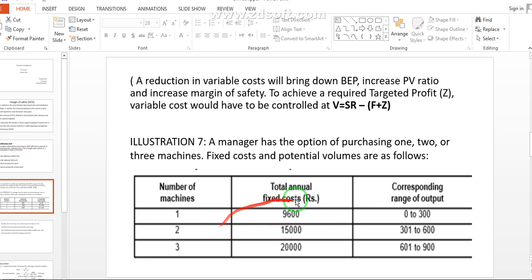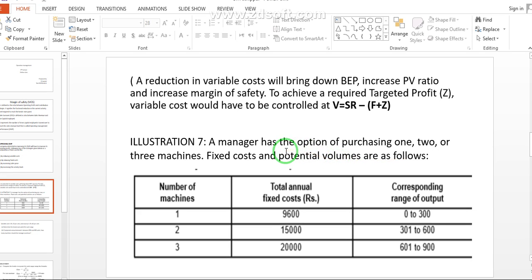So here 3 machines are given, the outputs are also given, the range of the outputs as well as the fixed costs. With the help of this data or these particulars, we are going to find out the break-even point of the operations. So let's see in the illustration what they have and what they require. A manager has an option of purchasing 1, 2 or 3 machines. Fixed cost and potential volumes are below.